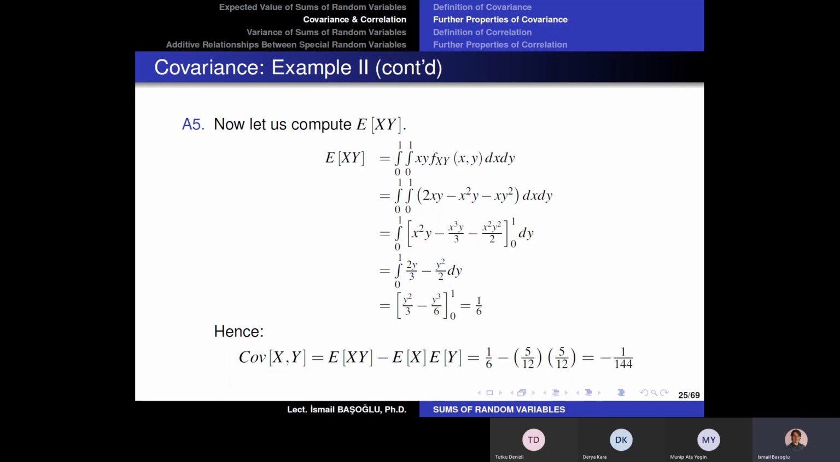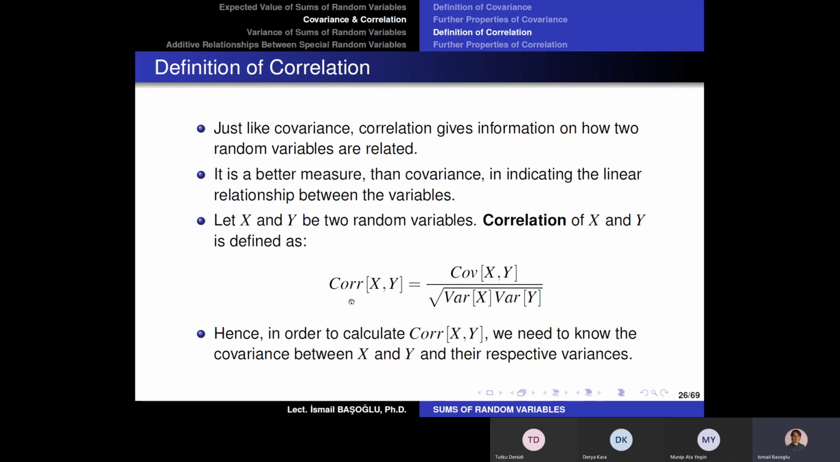Now, what is going to help us to make comment on the strength of the dependence here? It is going to be called correlation. So the second measure, correlation here, is going to help give us information on how two random variables are related, but it is a better measure. Why? Because the covariance does not indicate anything about the strength of the relationship.